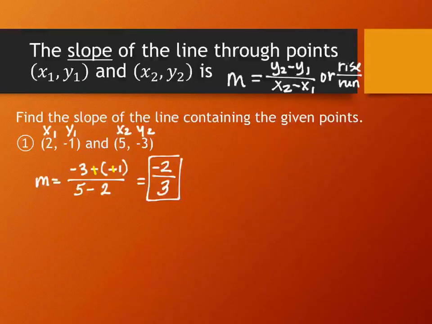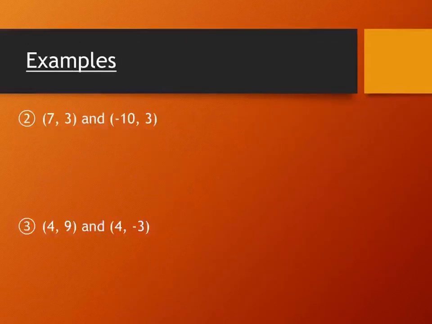And what that's actually telling you, in terms of the rise over run, is that I go down 2 and right 3. That's what the slope would look like on a graph. Down 2, right 3. Let's do 2 more. I have x1, y1, x2, y2, slope. So I have the second y value is a 3, minus the first y value is a 3, over the second x value, which is -10, minus the first x value, which is 7.